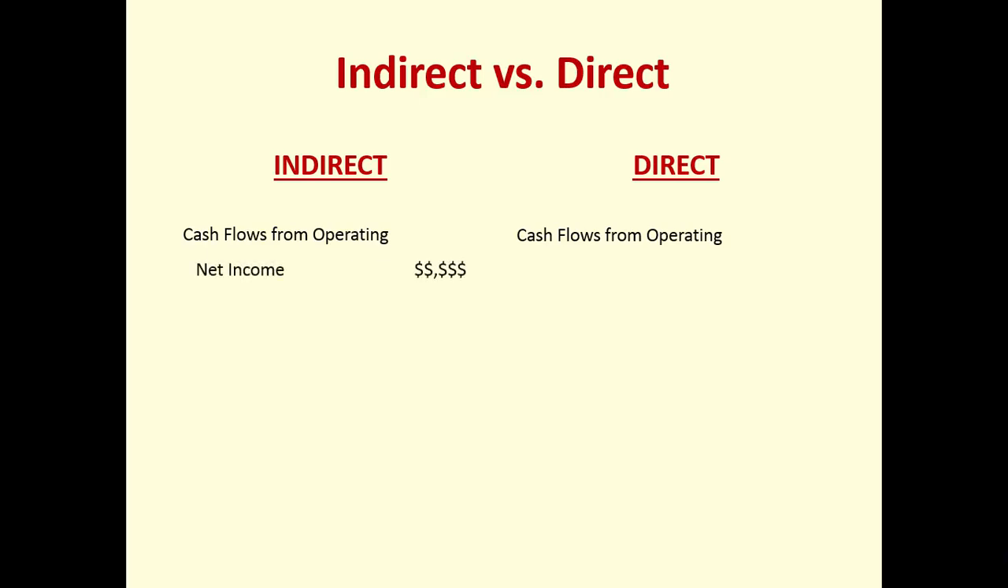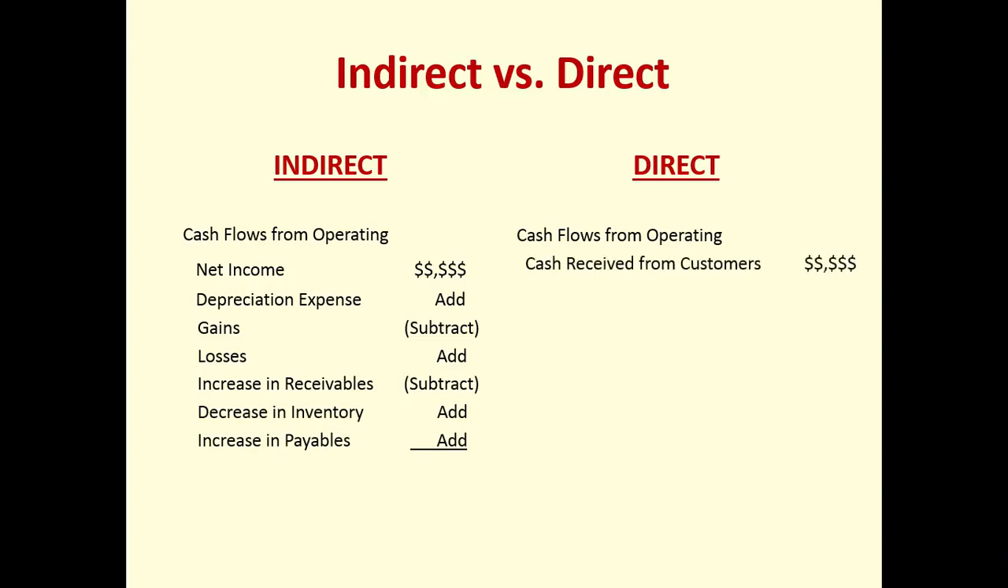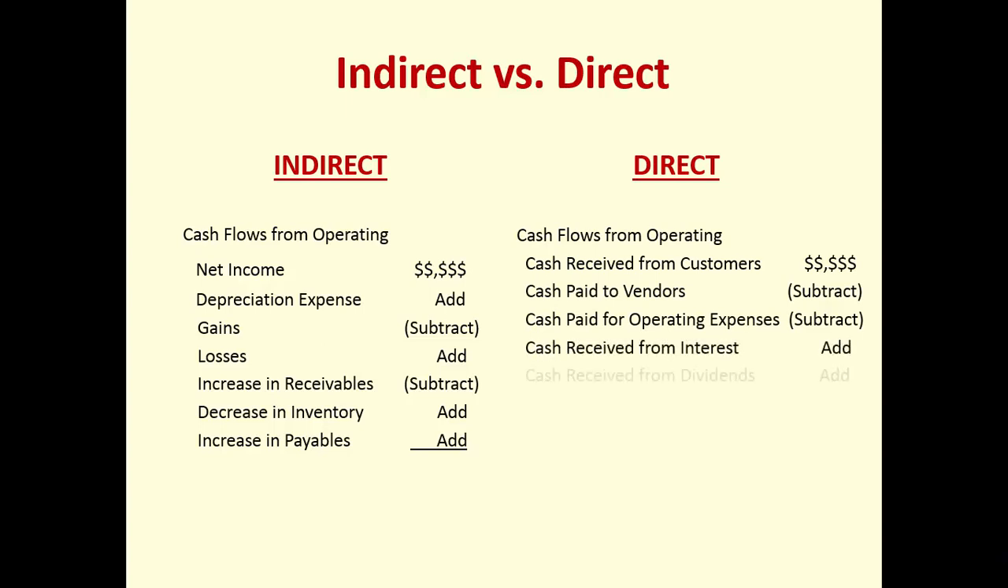With the indirect method, we start with an accrual number, net income. We add back non-cash expenses, subtract any gains, add any losses. If an asset changes, you do the opposite. If a liability changes, you do the same. But what about the direct? Instead of starting at the bottom, you're starting at the top. You start with revenue, cash received from customers, cash paid to vendors. So it's presented in a direct manner. Cash received, cash paid.